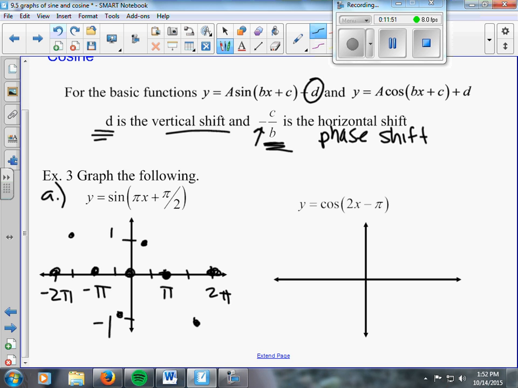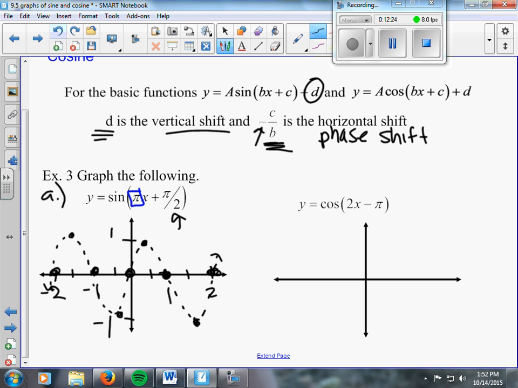All right, now I do see that there's a phase shift, so I'm going to go ahead and graph this original one with a dotted line. Okay, so that's just my regular old sine graph. Let's first adjust for the period. We're going to divide by pi. So this 2 pi is now 2, and the pi is now 1, and -1, and -2.